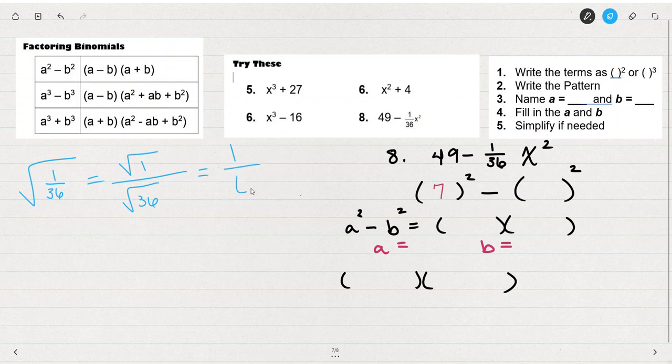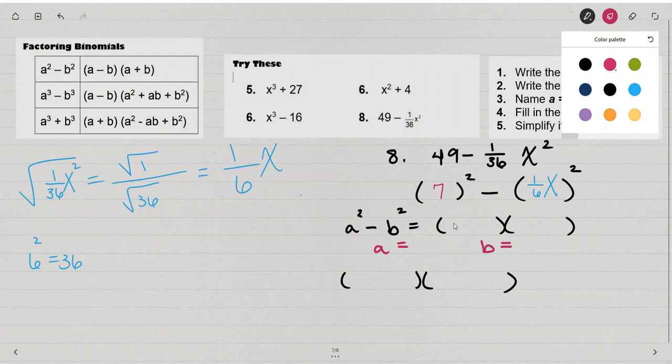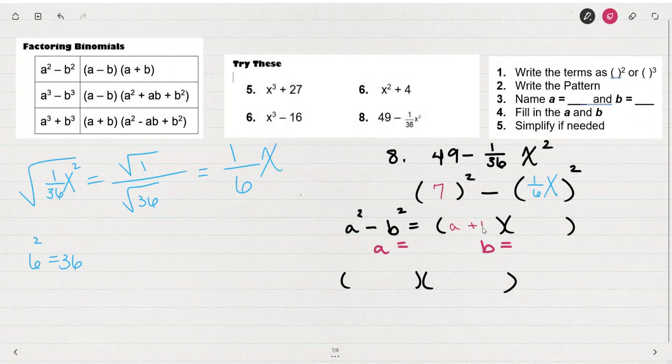Square root of 1 is 1. Square root of 36 is 6. Why is the square root of 36 6? Because 6 times 6 equals 36. So this 1 over 36 x squared, when I square root it, is going to be 1 over 6 x. Or you could write it x over 6. So the pattern that's going to fit is a plus b, a minus b.